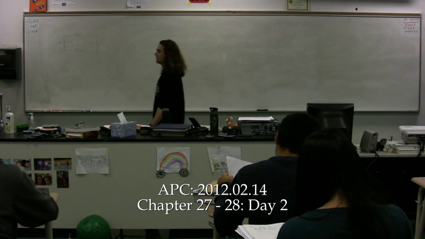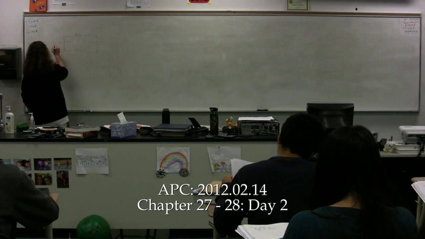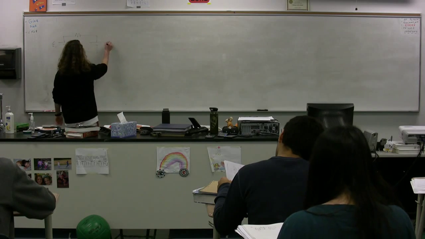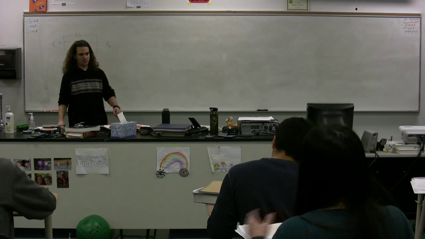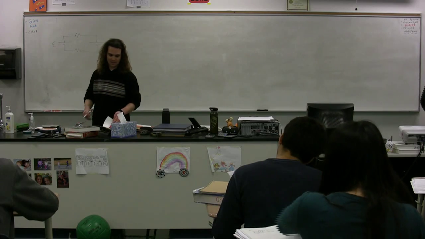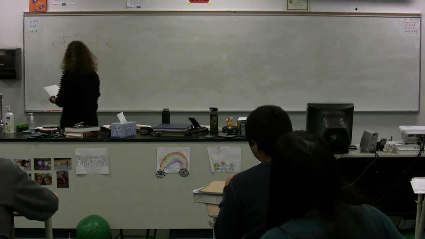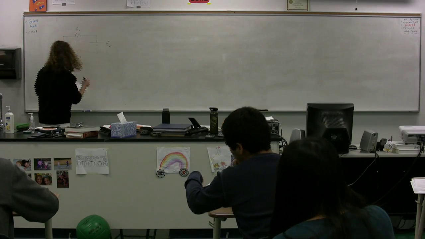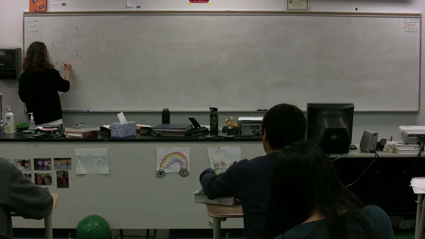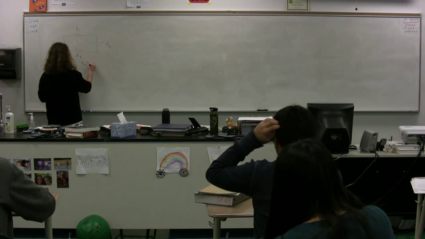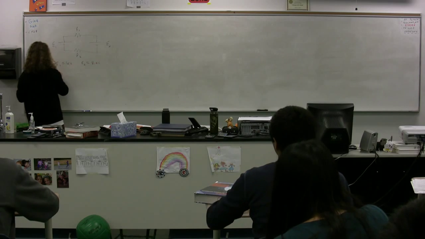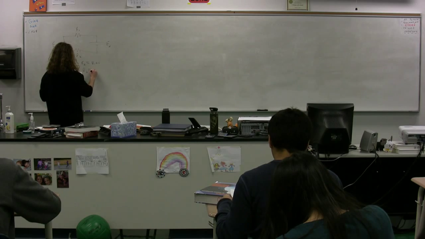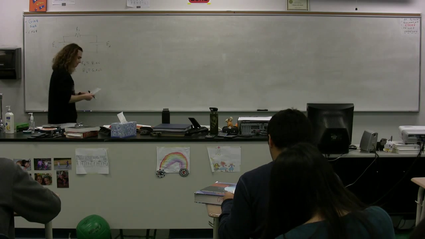We have a circuit with one battery and a second battery. We have resistor 1 and we have resistor 2. Let's say the EMF of the first battery is 12 volts, the EMF of the second battery is 8.0 volts. The resistance of the first resistor is 4.0 ohms, and the resistance of the second resistor is 6.0 ohms.